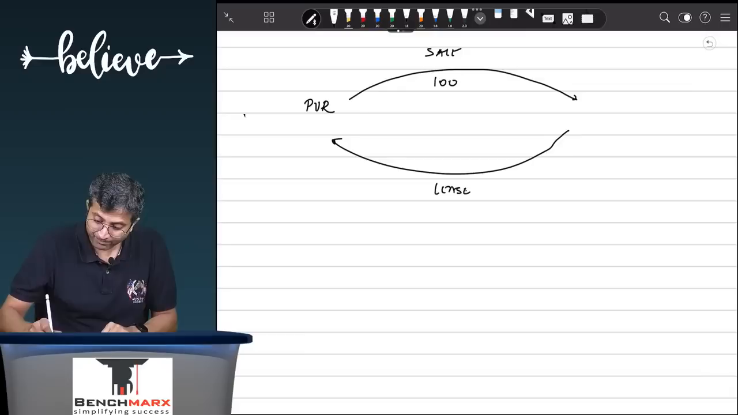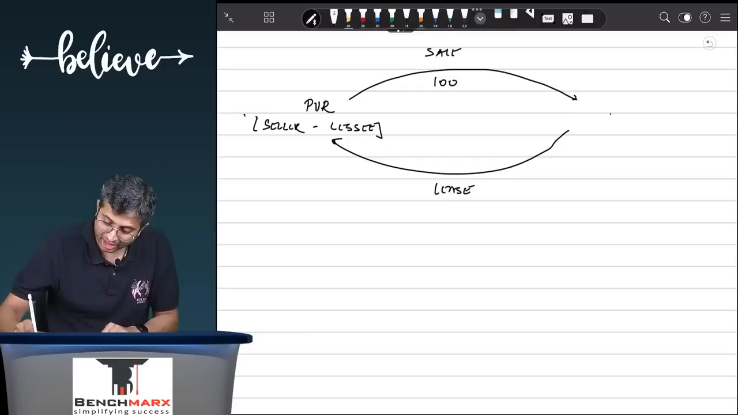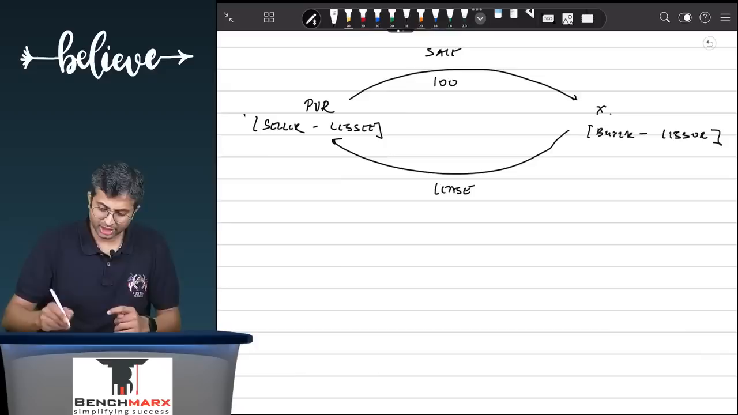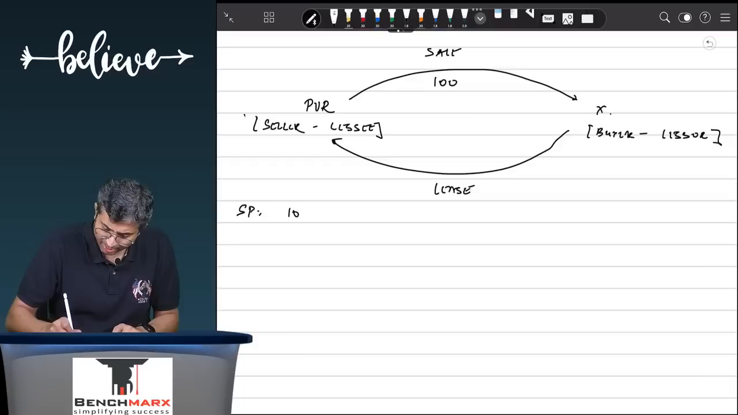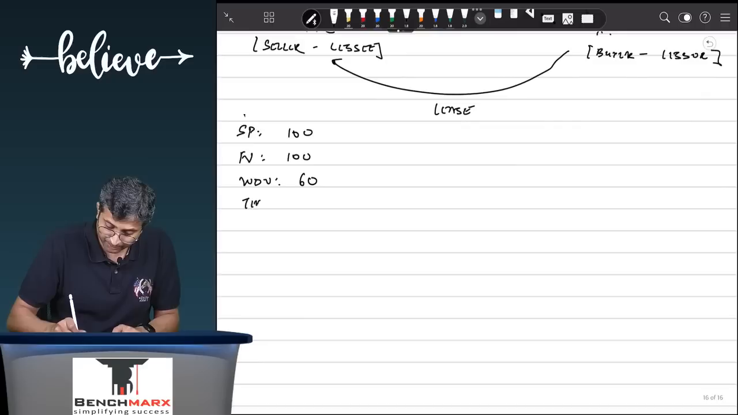So PVR is the seller and lessee, and the person, let's say it sold it to X, is the buyer of the asset or also the lessor. Okay. So over here, what was the selling price? Let us say the selling price was 100. For simplicity, the fair value was also 100. The WDV in the books of PVR was, let us say, 60 rupees. The lease term for simplicity was, let us say, 5 years. And the life of the asset, let us say, was 10 years.